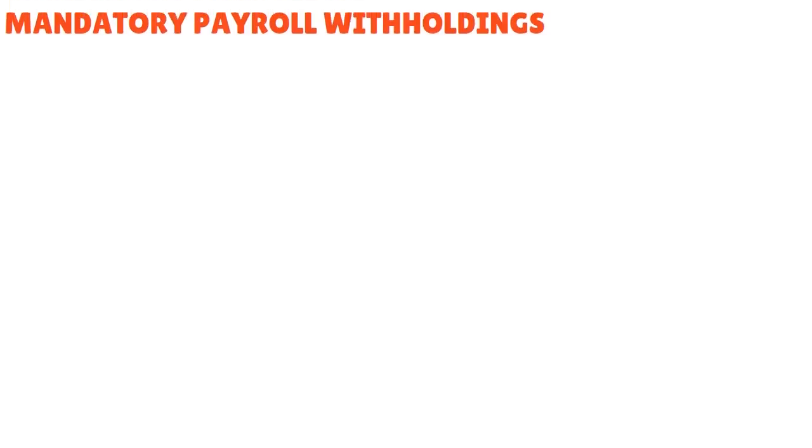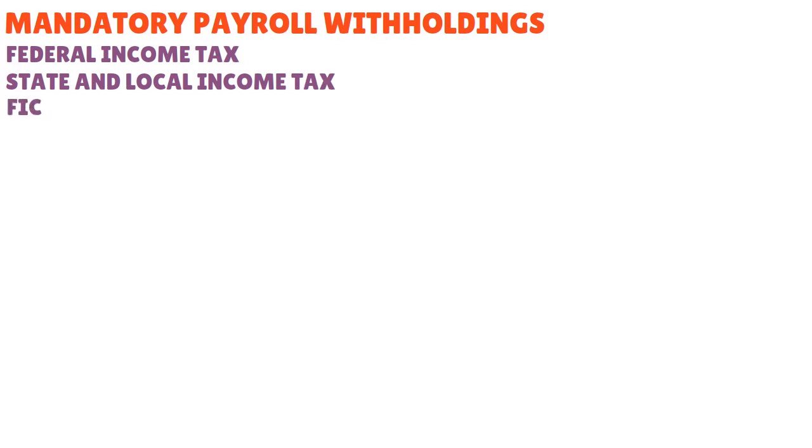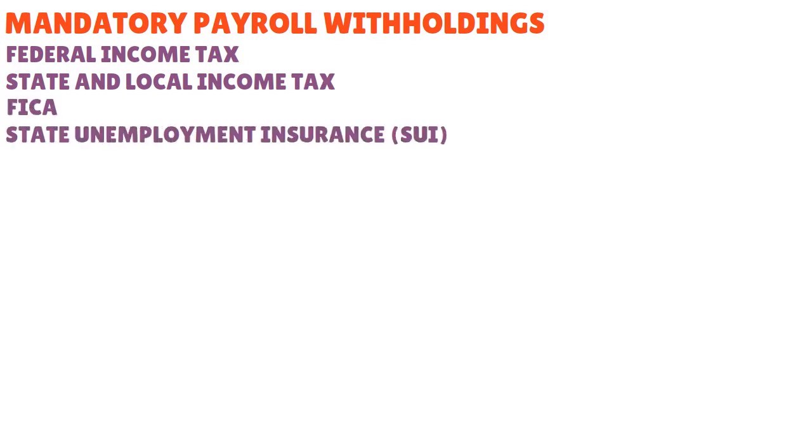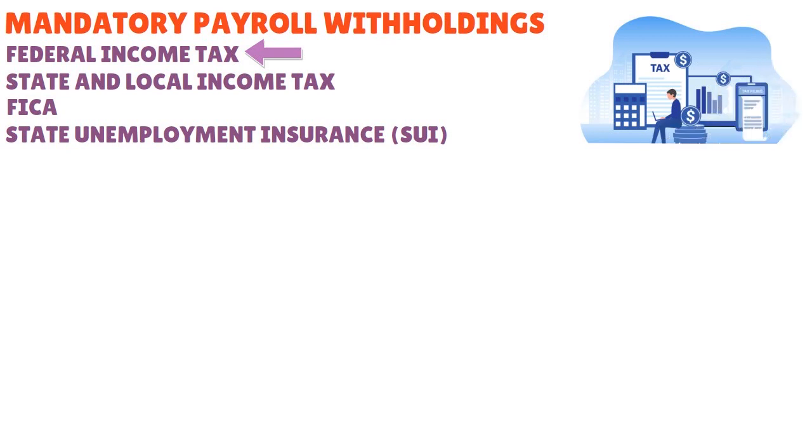Let's now talk about mandatory payroll withholdings first. So we have the federal income tax, the state and local income tax, FICA, and state unemployment insurance, so SUI. So when we talk about federal income tax, it is your responsibility as the business owner to withhold and pay federal income tax for your employees.